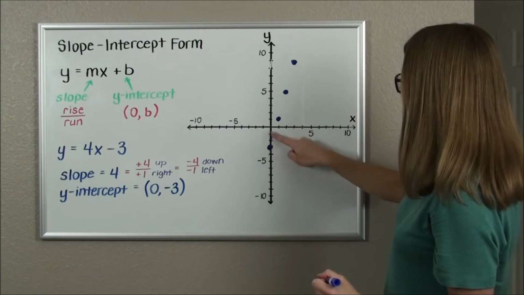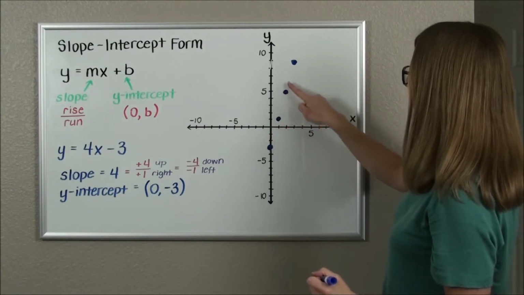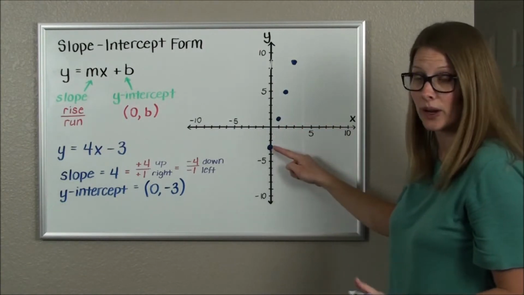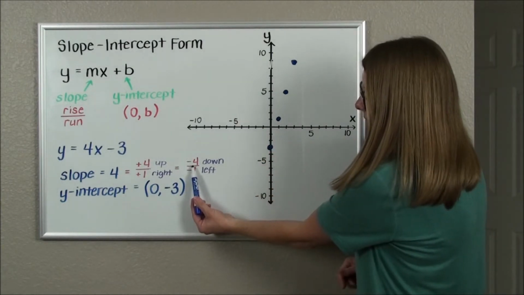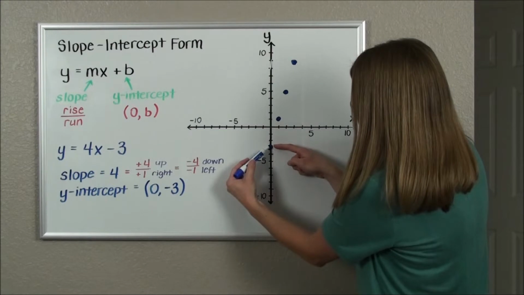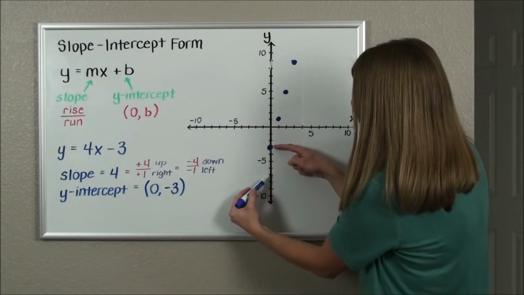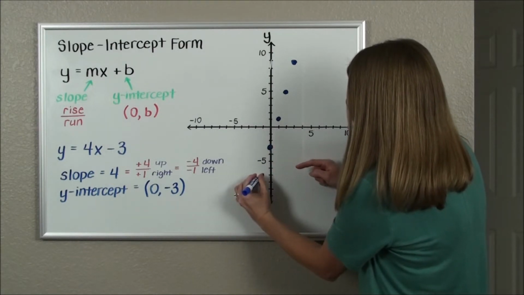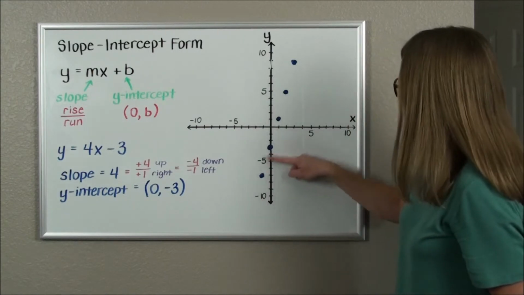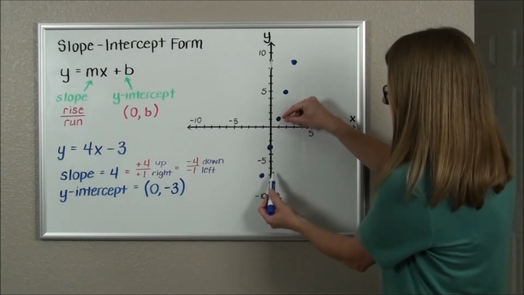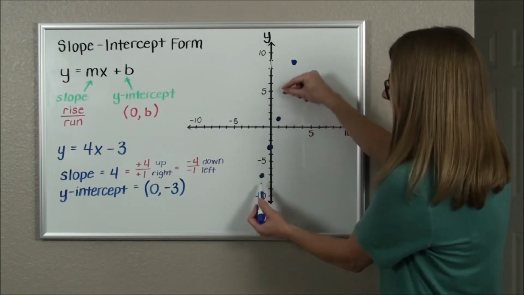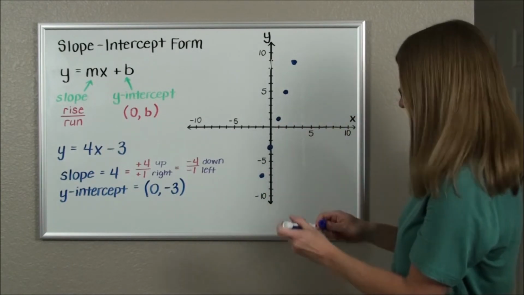But rather than just going up 4, right 1 again and again, there's a different way I could have gone to fill in some of this space down here. And that's this other option, which was down 4, left 1. So if I go down 1, 2, 3, 4, and left 1, we're getting a point that's still on the same line. So I can go up 4, right 1, or down 4, left 1, as many times as I need to get my space filled in.